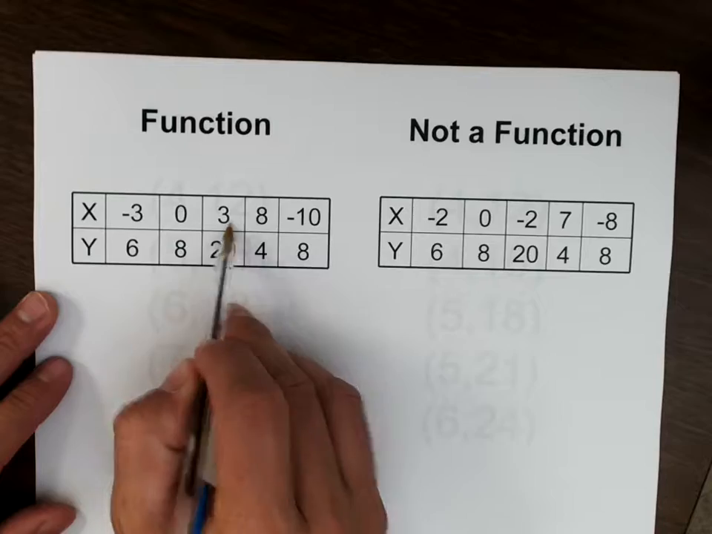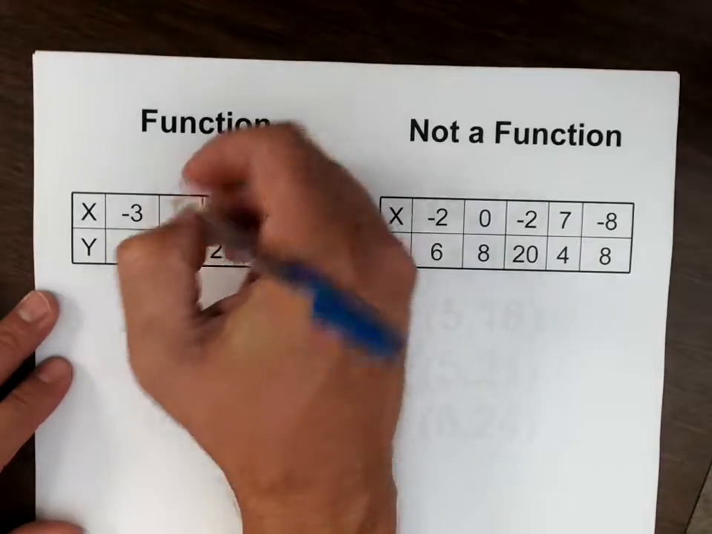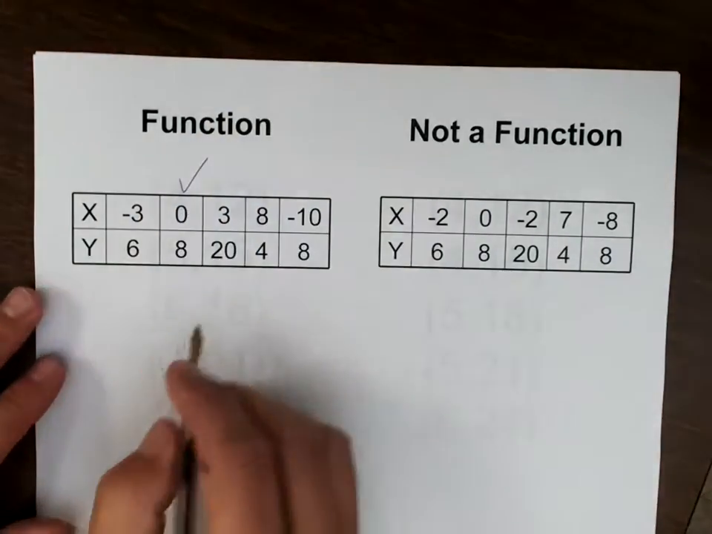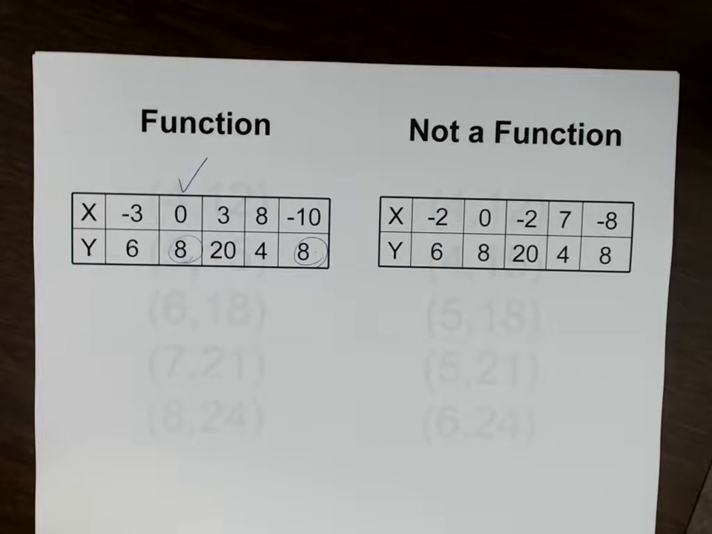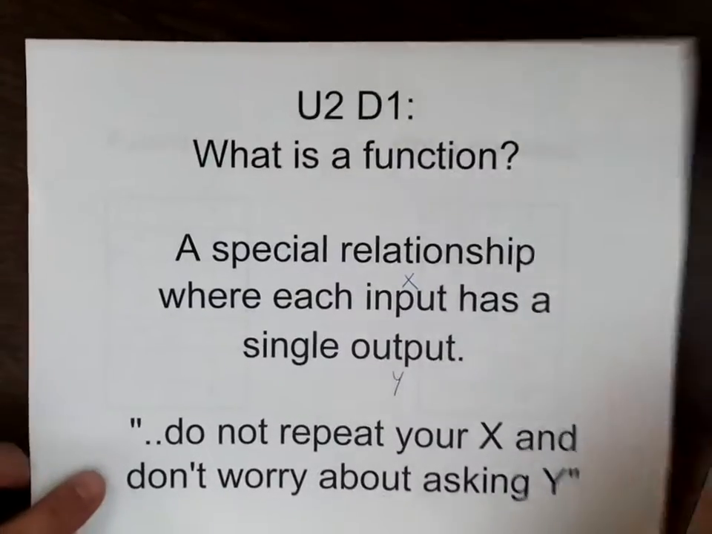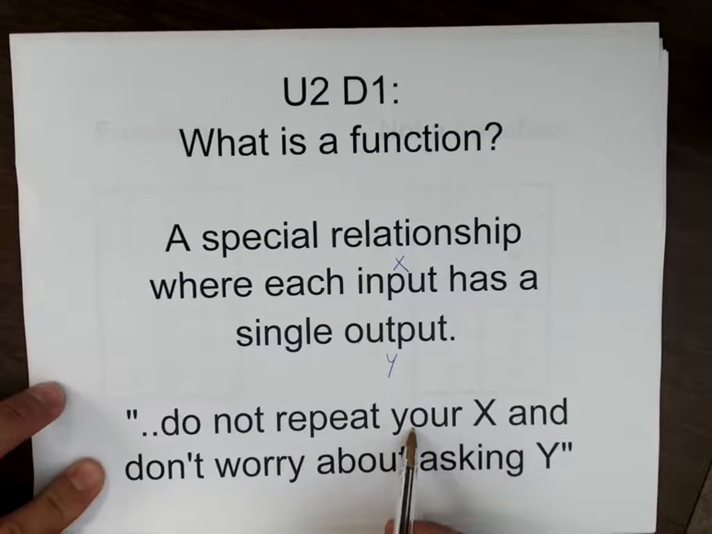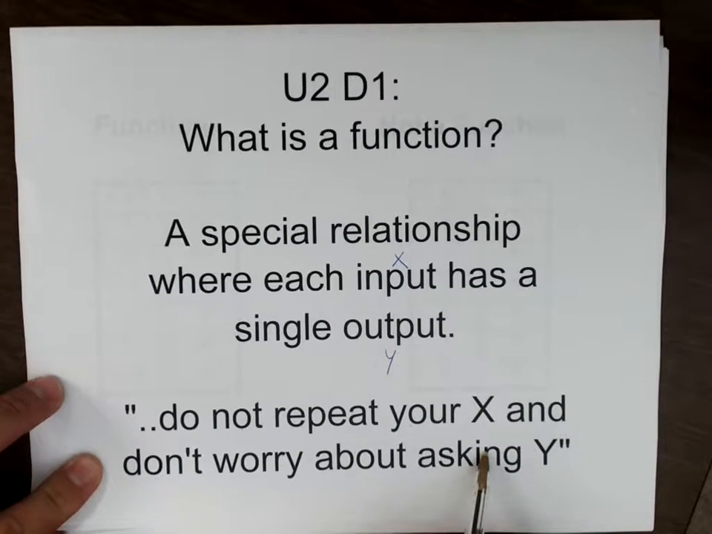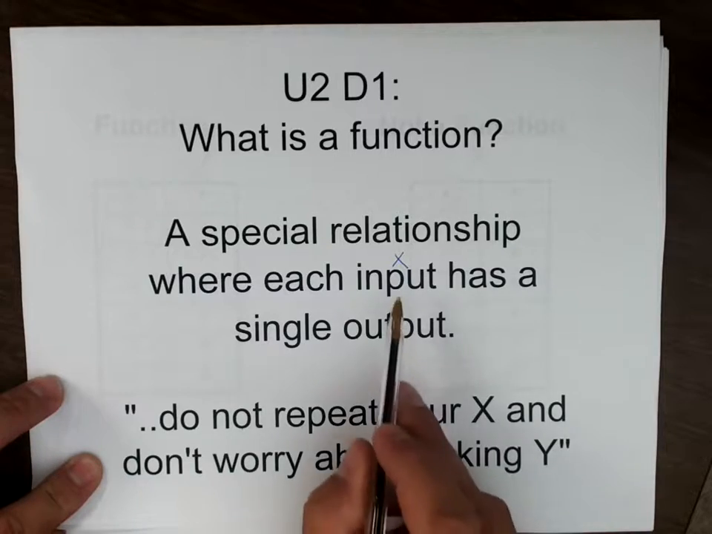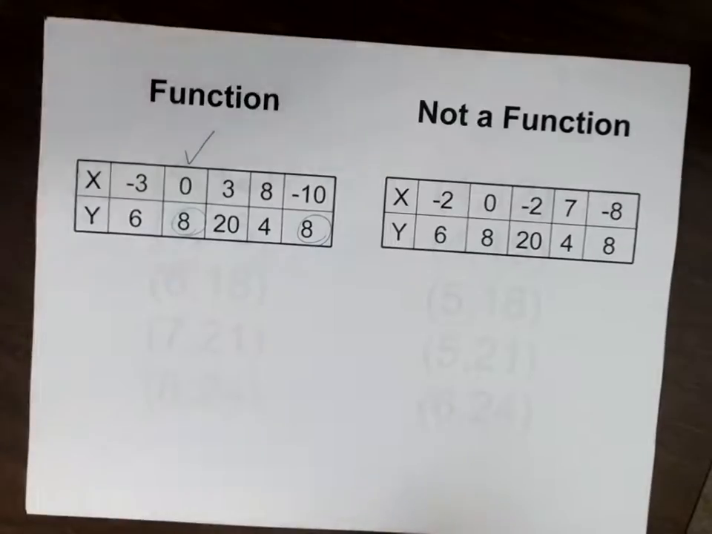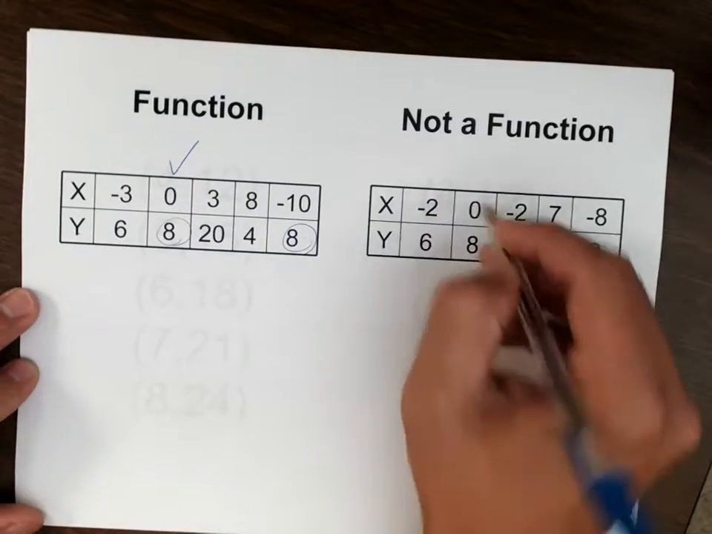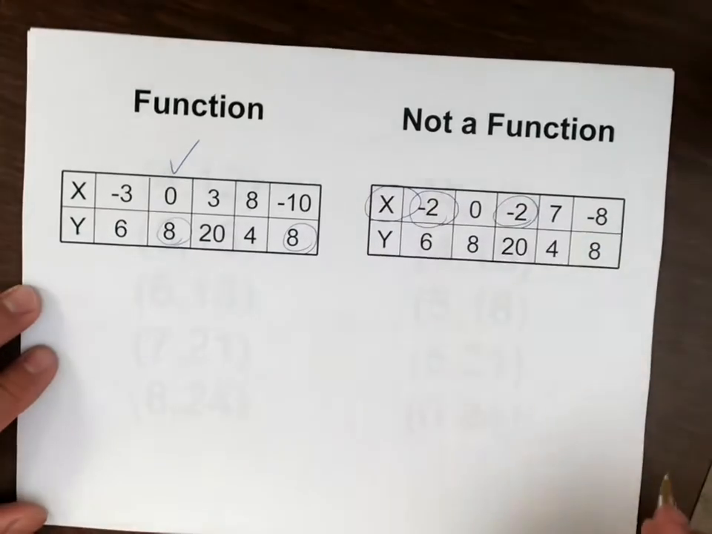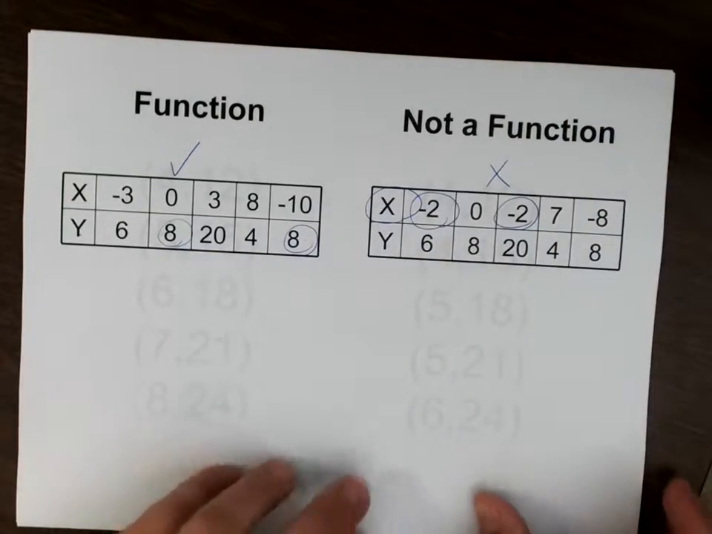-3, 0, 3, 8, -10. Yep, that's a function. Now check this out. My y's got repeated though. I got 8 and an 8 for y. But once again, we don't care about y. If we go back on this, it says, do not repeat your x, and don't worry about asking why. We just need that the input has a single output. So this is okay. Over here, -2, 0, oh, no, look at that. My x repeated. So no, that is not a function.